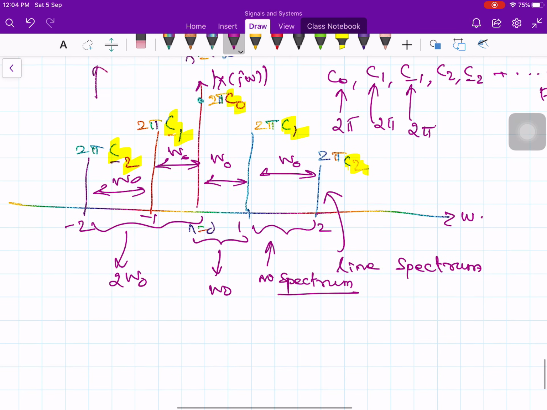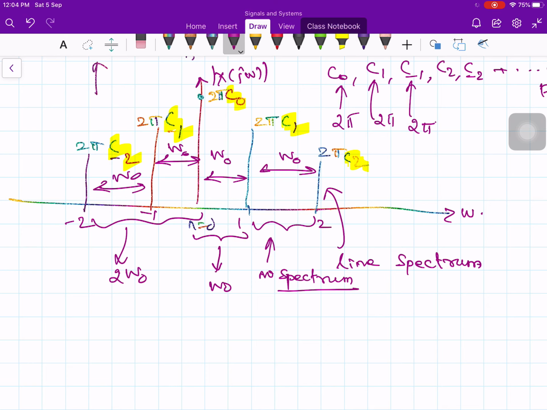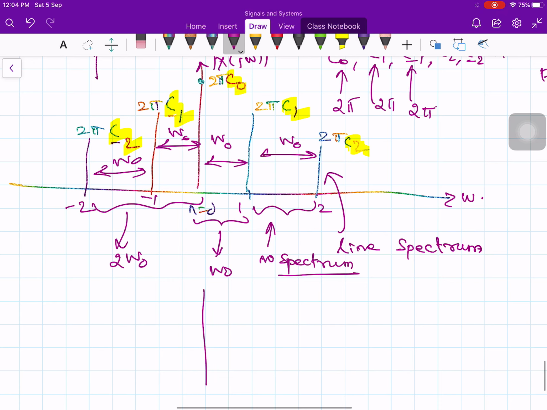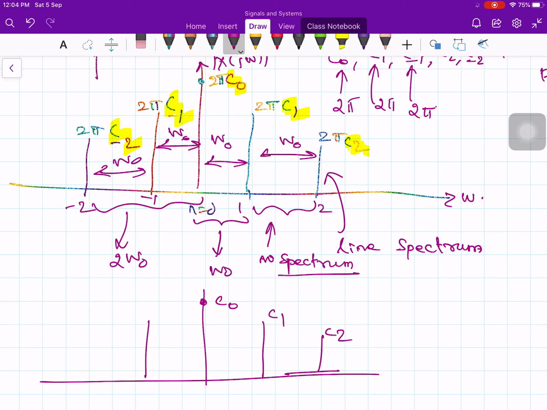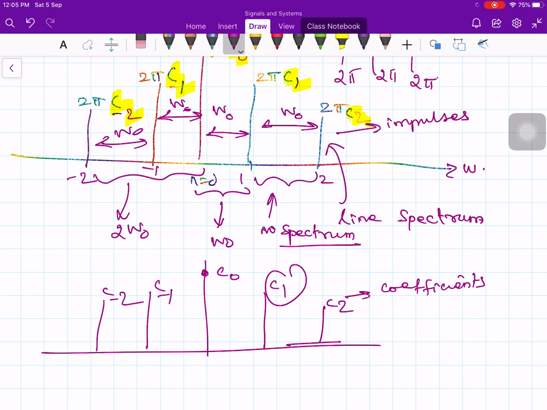Okay, so you have the magnitude spectrum of the Fourier transform, as well as the magnitude spectrum of the Fourier series. If you want the magnitude spectrum of the Fourier series, then this is going to be C naught, then C1, C2 and so on, and on this side C minus 1, C minus 2. The only change is you multiply by what? 2 pi. Now what we have in the case of the Fourier transform is, instead of these coefficients, we have impulses. Here these are all coefficients, and here these are all impulses. The strength of each coefficient is multiplied by 2 pi in the Fourier transform.